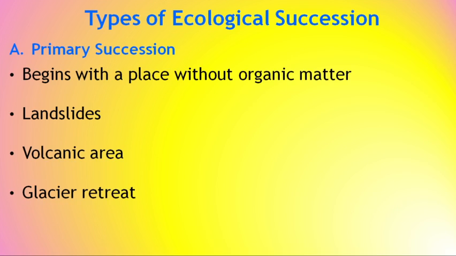Another example could be a glacier retreat. Suppose at any place the glacier retreats back, exposing the rocks to the environment. Such places will also be without any organic matter of the previous community. So when these factors start the ecological succession process, and whenever there is no organic matter present for the pioneer community, then we say that this type of ecological succession is called primary succession.